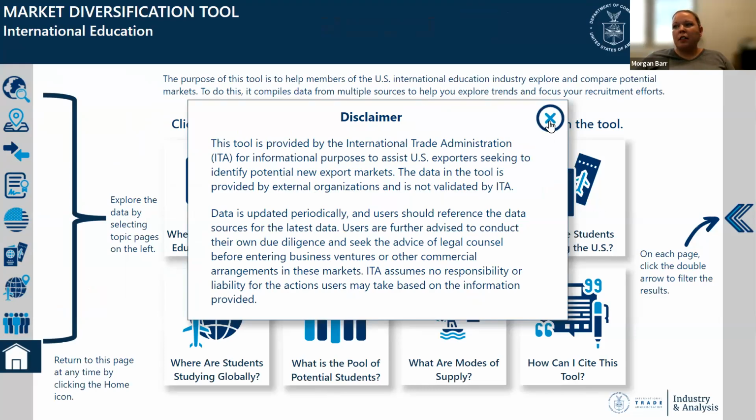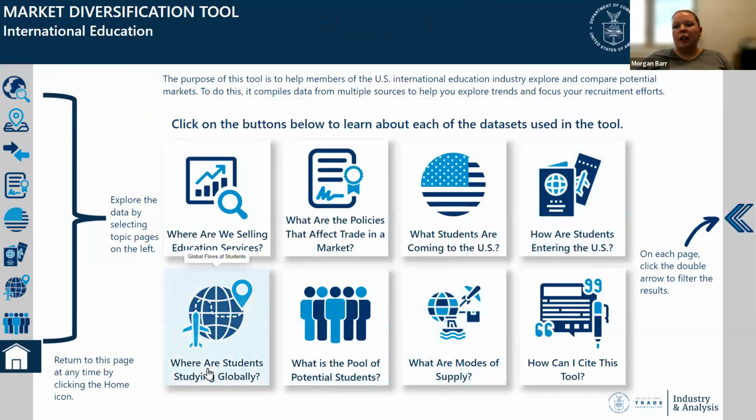The first thing you'll see is a disclaimer. You can just close that. And you can navigate around the tool using all of these buttons in the dashboard. So links to the different pages in the tool and topics are over here on the left. If you hover over them, it's going to tell you what topic is covered on each page. And then the dark blue background indicates that it's the current page. So we're on the home because it's the little house.